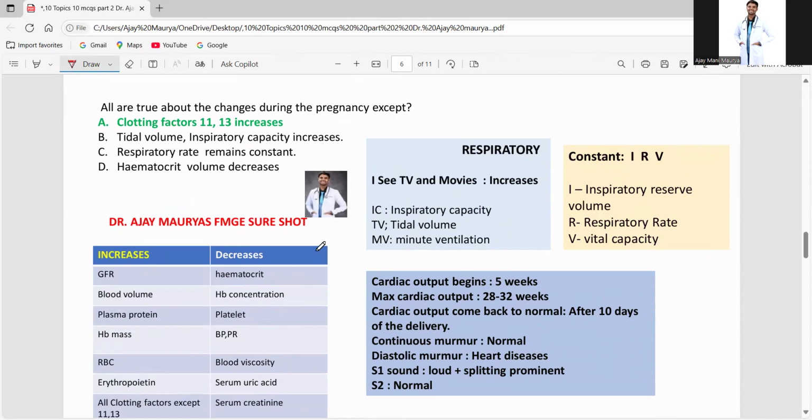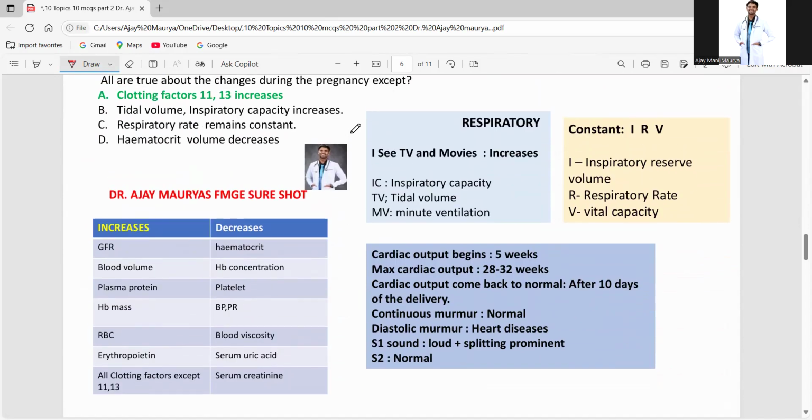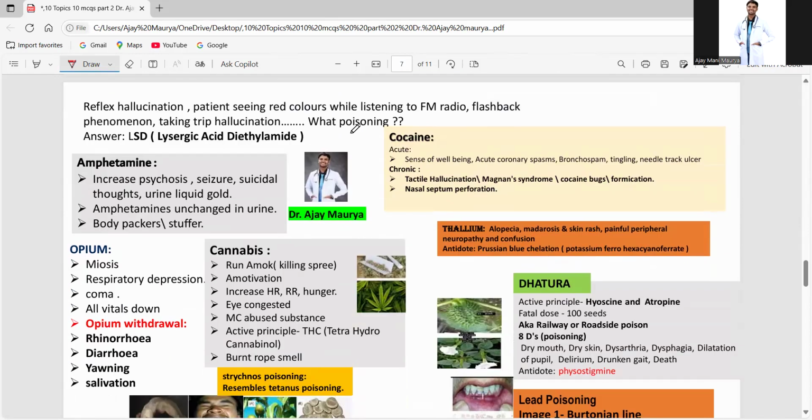Remember, I think you guys know all about this. Okay, please try to remember this one. What are the physiological changes during pregnancy? Please remember this one. Please study, guys. And also we have the common poisonings and their antidotes here.